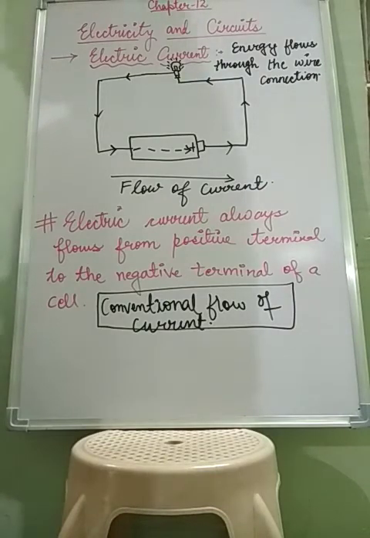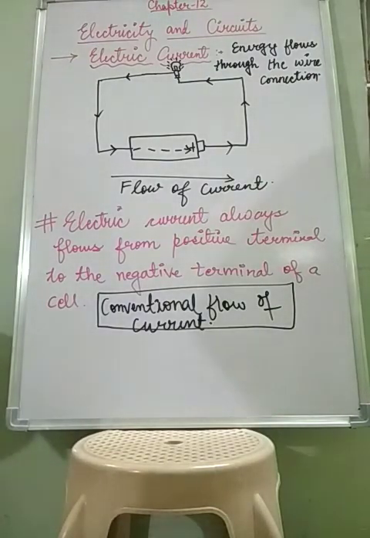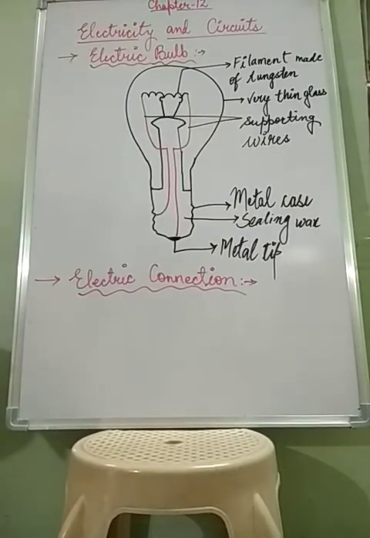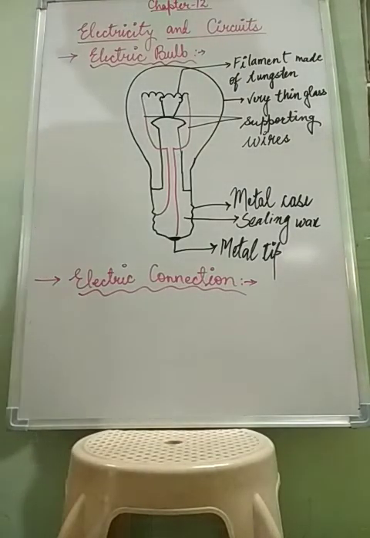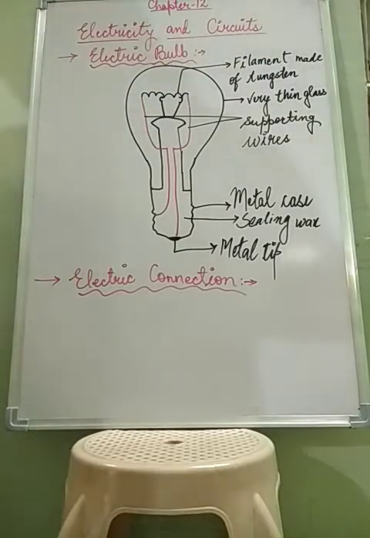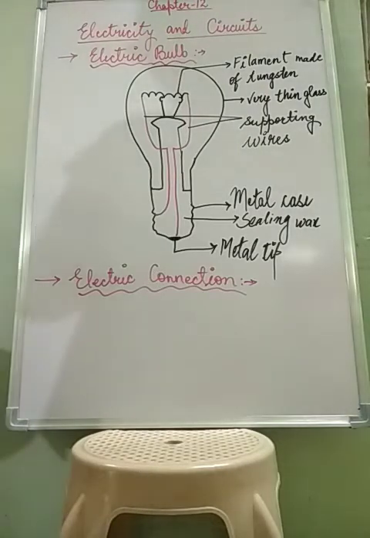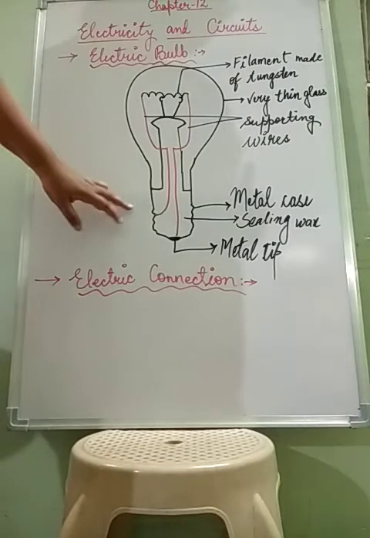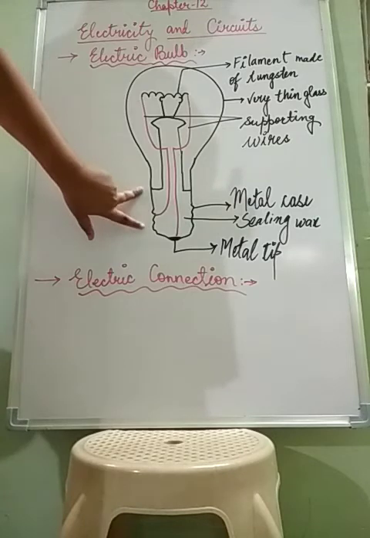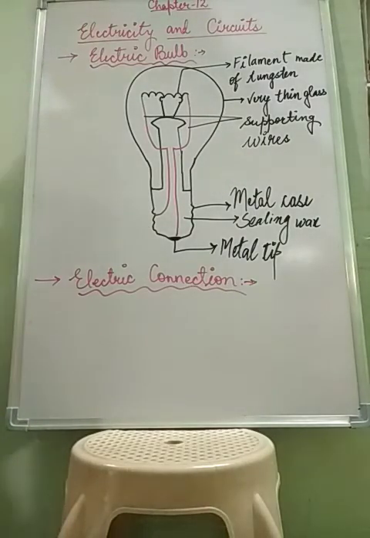Okay, now our next topic is the electric bulb only. How it works. Now students, this is a diagram of an electric bulb. You can observe this electric bulb very carefully, and you come to know that it is made up of very thin glass. This thin glass is of very fine quality, which is fixed on a metal base. This is a metal base, and the thin glass of the bulb is just placed or joined with this metal base.